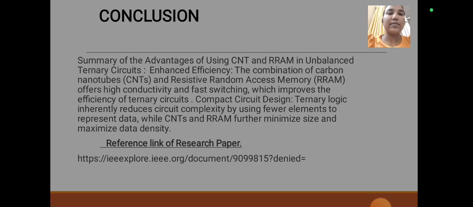Conclusion. Summary of the advantages of using CNT and RRAM in unbalanced ternary circuits: enhanced efficiency. The combination of carbon nanotubes, CNTs, and resistive random access memory, RRAM, offers high conductivity and fast switching, which improves the efficiency of ternary circuits. Compact circuit design. Ternary logic inherently reduces circuit complexity by using fewer elements to represent data, while CNTs and RRAM further minimize size and maximize data density.